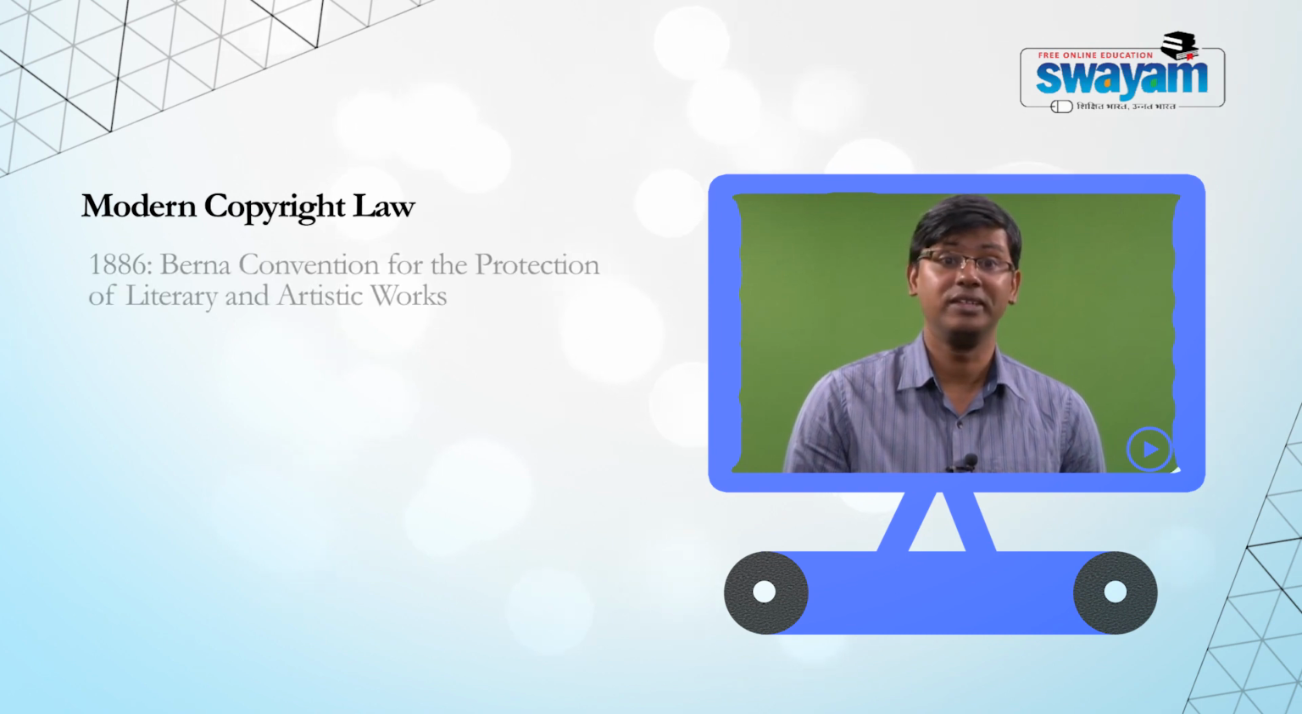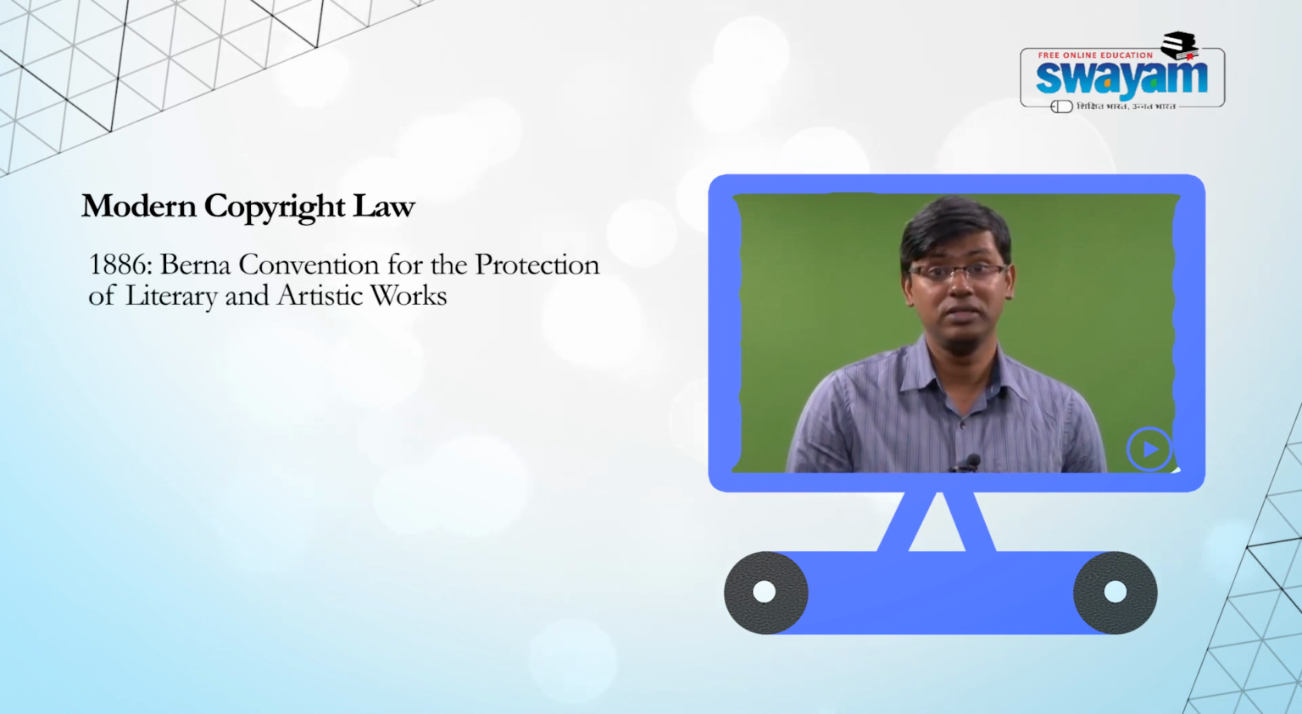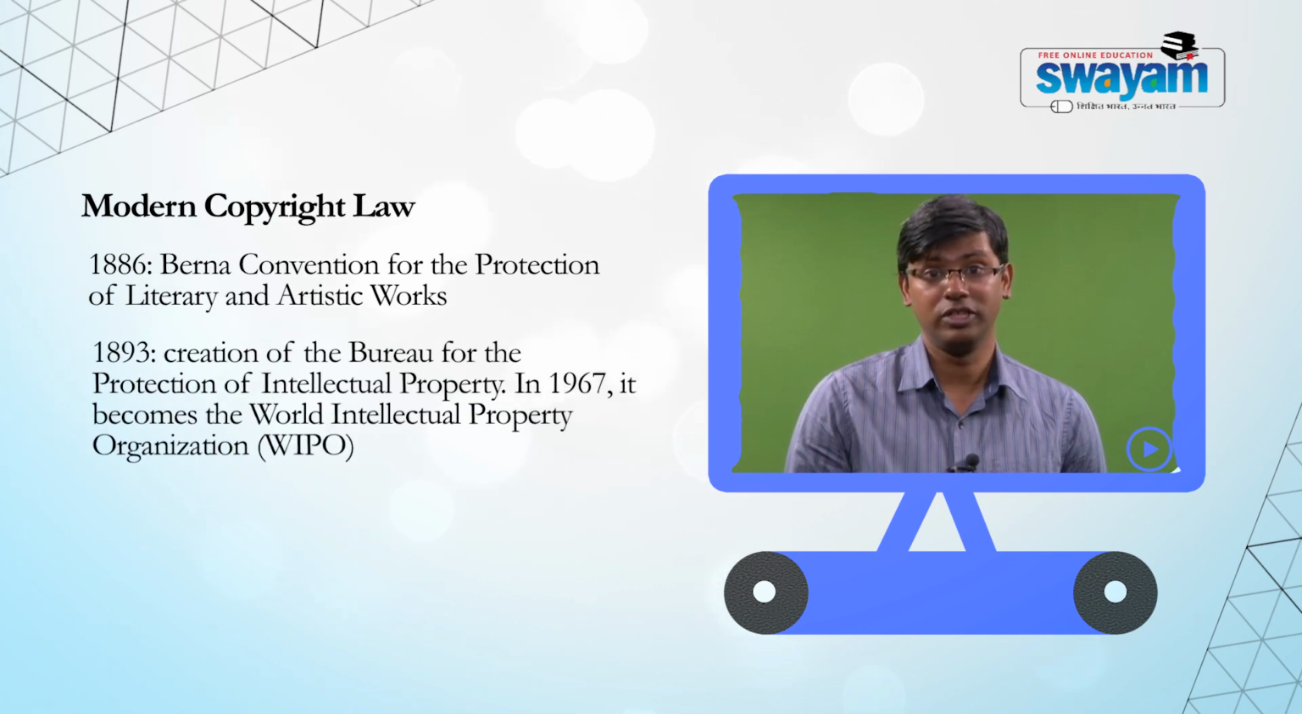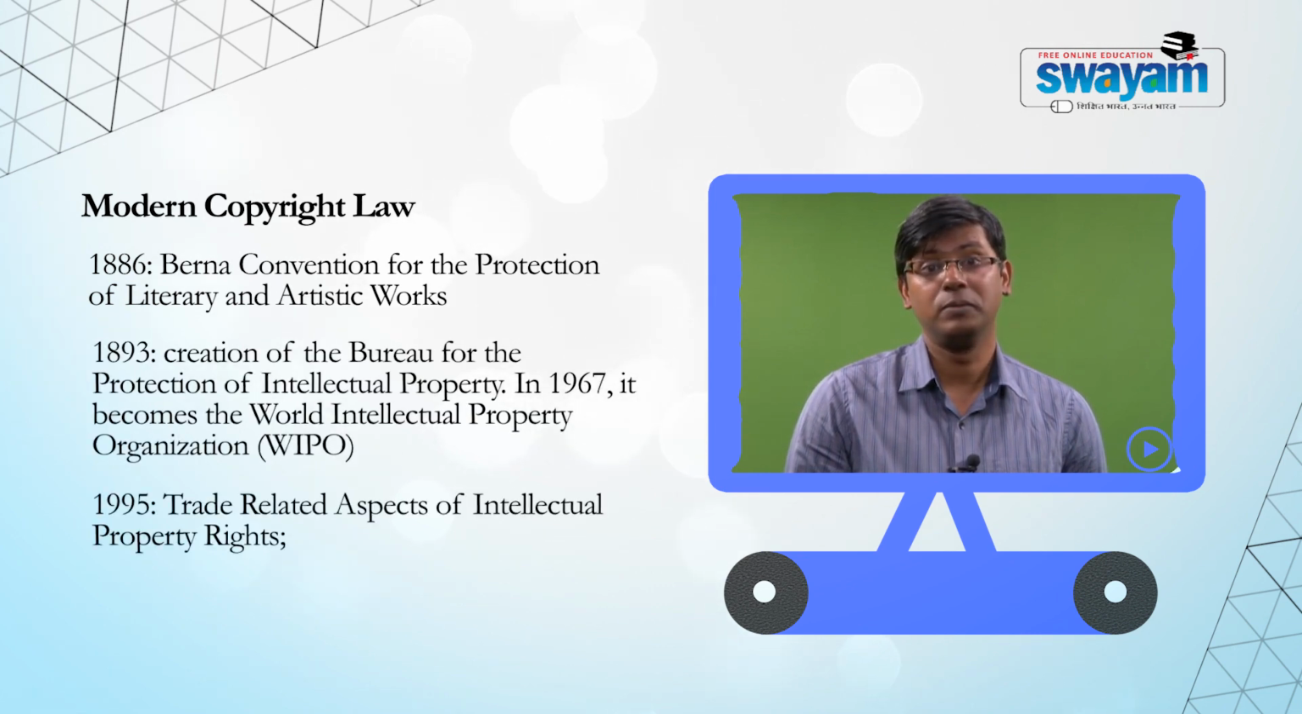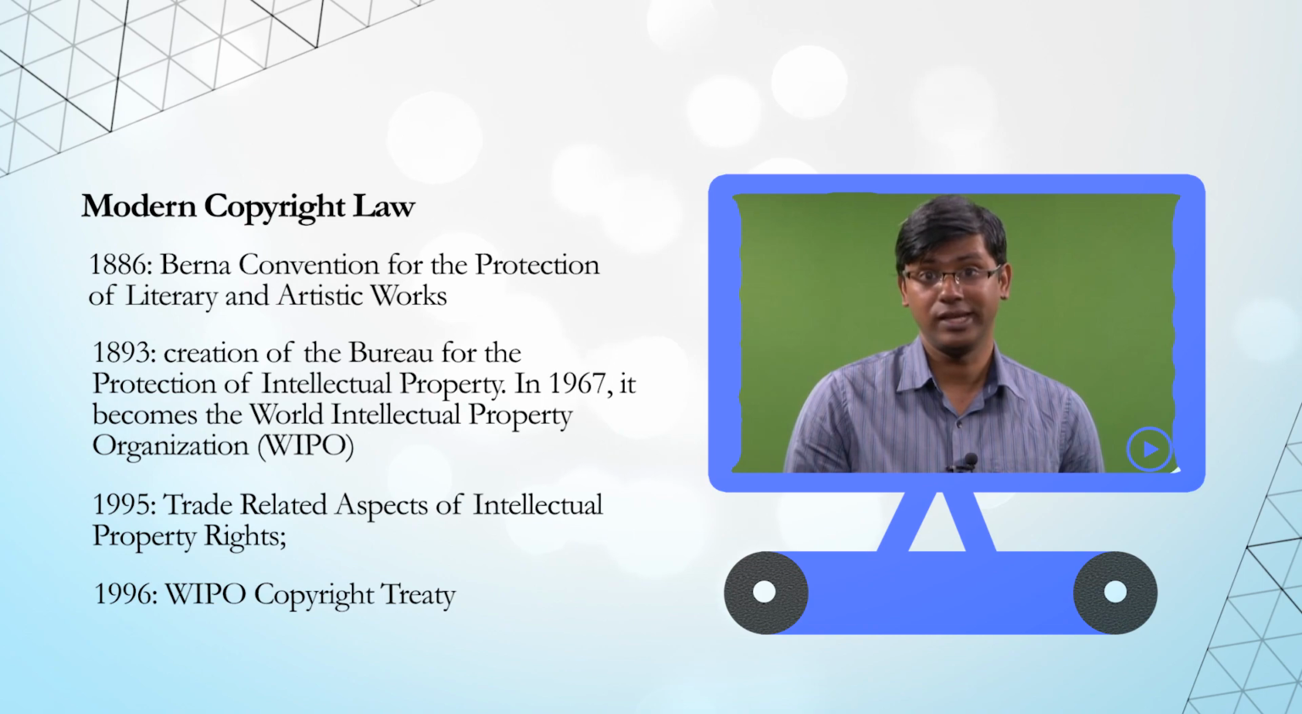Then you had, in 1886, the Berne Convention, which allowed for protection of literary and artistic works. Subsequently, you had the TRIPS negotiations, and trade-related aspects of intellectual property rights. You also had the WIPO Copyright Treaty in 1996. With that, we end the discussion on the origins of copyright law.